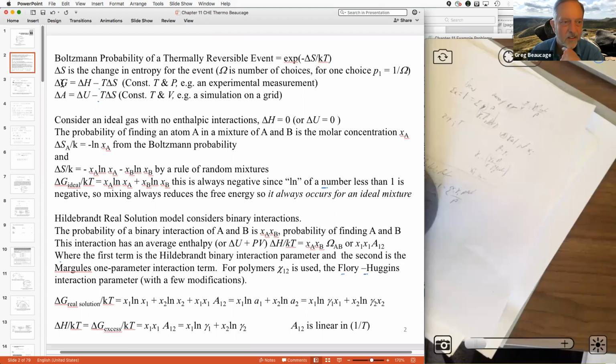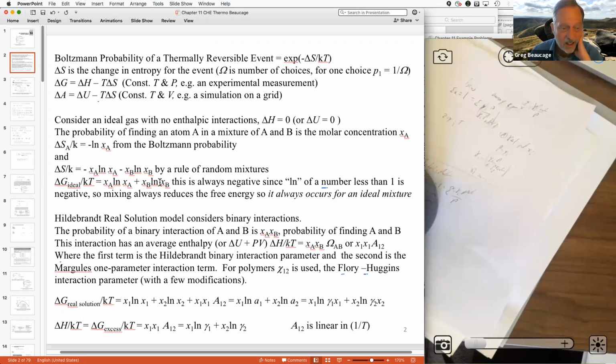And then since the Gibbs free energy is the enthalpy minus T times the entropy, you do T times this, and you get the free energy if the delta H is 0. So an ideal mixing case is this XA log XA plus XB log XB. So we got that in chapter 4. We arrived at that expression.